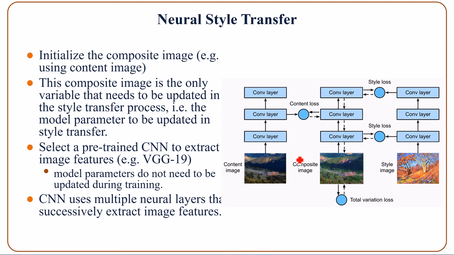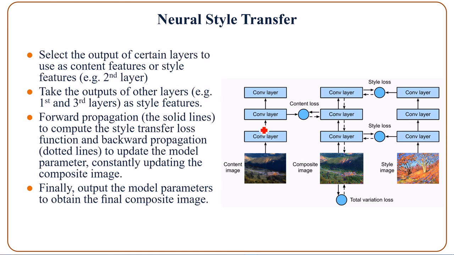We can use any pre-trained convolutional neural network, for example VGG16, VGG19. As mentioned, we selected the second convolutional layer to get the content features, which are the activations. We also select the activations of other layers for the style cost. In this case, we selected layer 3 and layer 1.